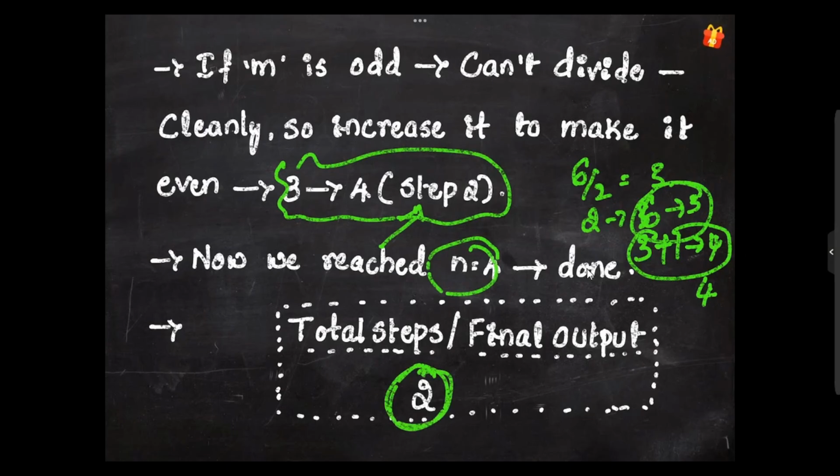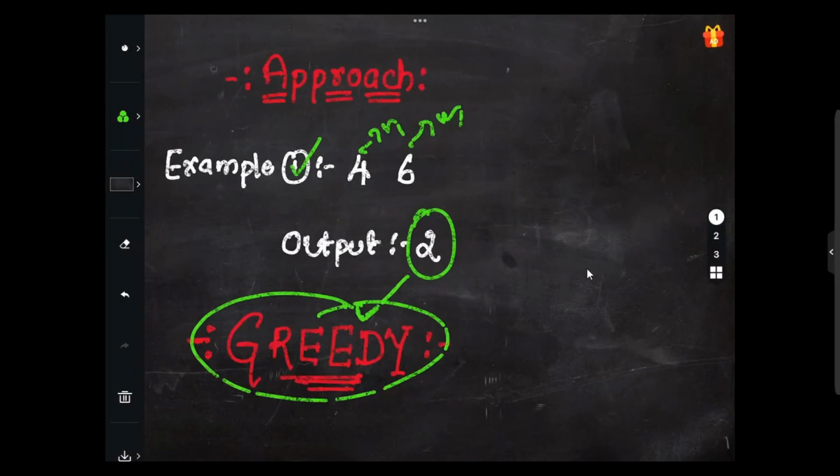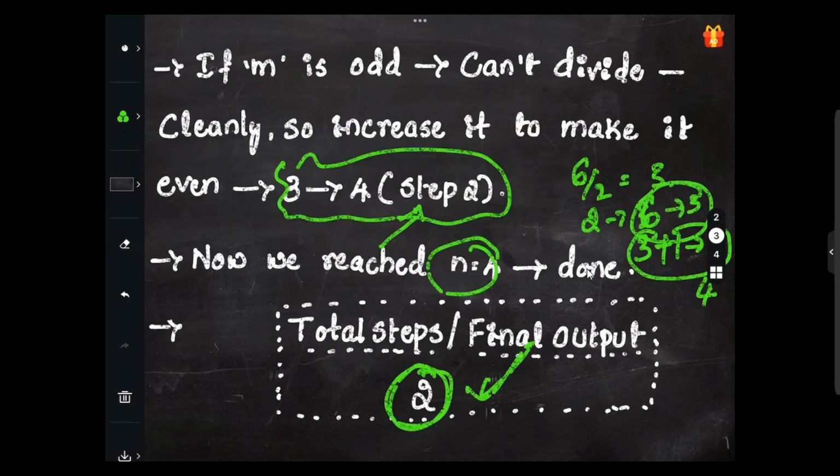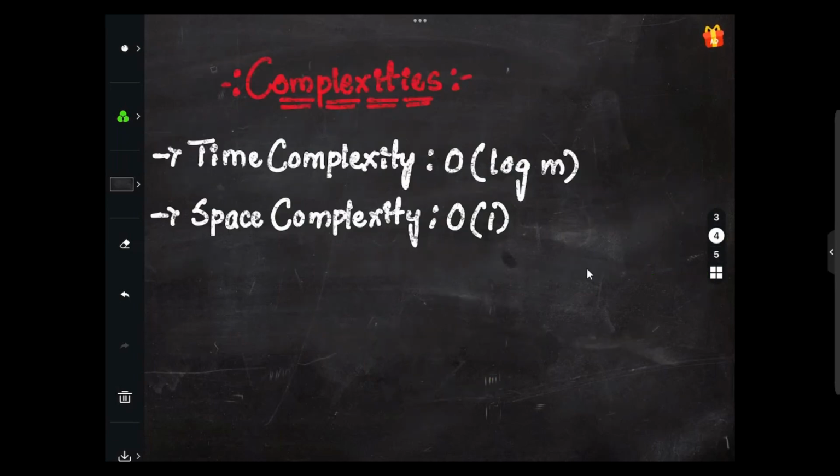So the final output that we got here is 2, which is equivalent to the output that they have given for example 1. So our approach works absolutely correct in this case, right?